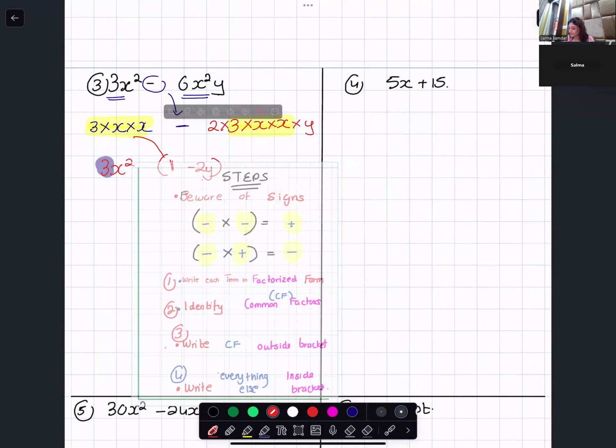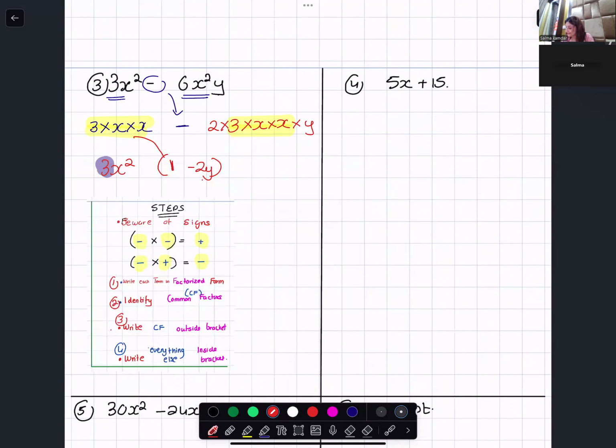Let's do the fourth sum. Identify the common factors, write every term in the factorized form. So this would be 5 into x, and 15 can be written as 3 into 5. If I get a common factor, it's very good. Identify the common factors. So the common factor is 5. Common factor is written outside, and in the bracket everything else, what is left is x plus 3. Common factor is written once outside the bracket.